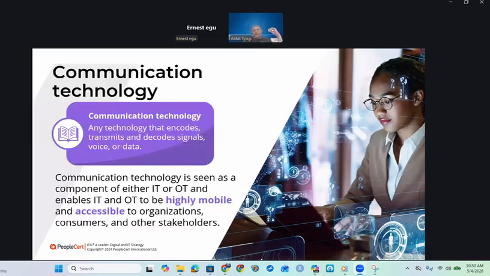Communication technology is any technology that encodes, transmits, or decodes signal, voice, or data. Communication technology is seen as a component of either IT or OT, and enables IT and OT to be highly mobile and accessible to organizations, consumers, and other stakeholders. Within the IT and OT, there could be a communication technology as well. For example, a mobile phone can get connected via Bluetooth. Bluetooth is a communication technology, and the mobile phone itself is an information technology. So it can always be considered a part of IT or OT as well.